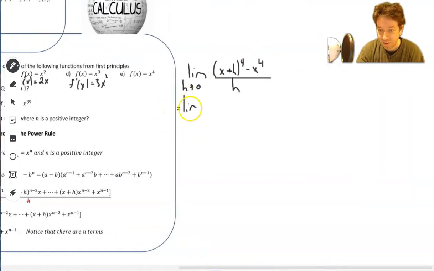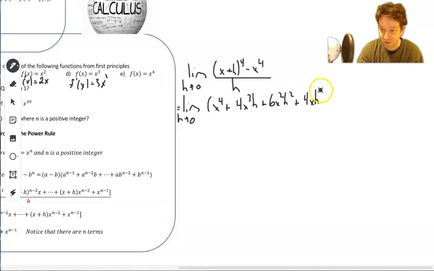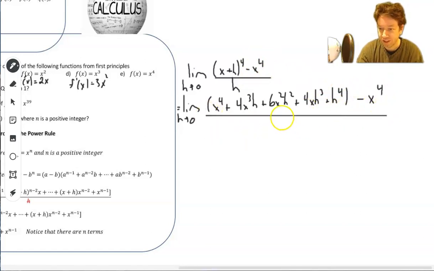So this equals the limit as h approaches 0 of x to the 4 plus 4x cubed h plus 6x squared h squared plus 4xh cubed plus h to the 4. And then finally minus this last term, x to the 4, all over h.